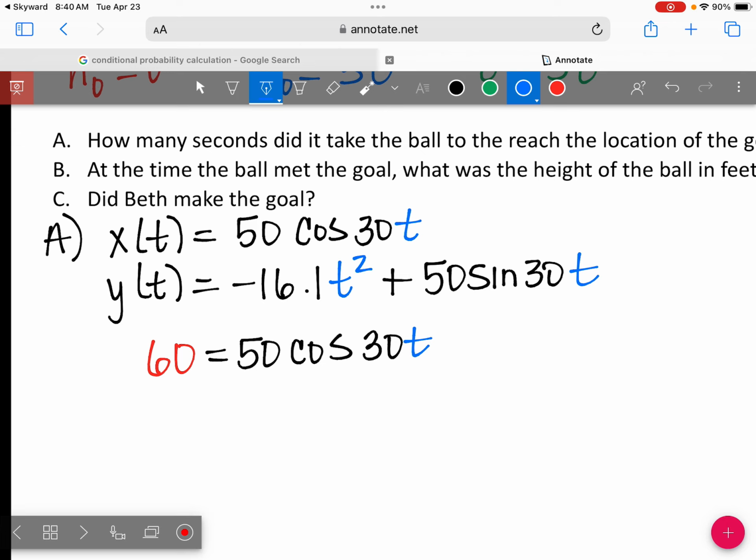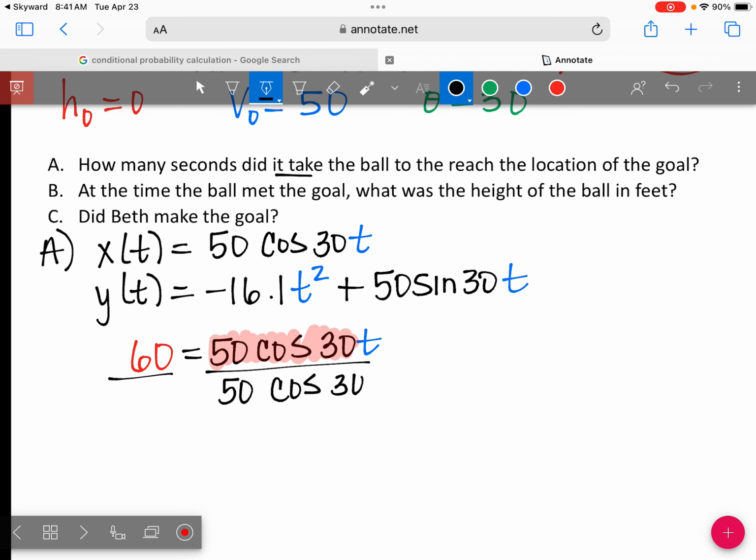And now I'm going to divide both sides, because this is a number. We got to keep in mind, this is a number. So I'm simply dividing 60 by 50 cosine 30. Because that says, how many seconds will it take for it to reach the goal? So I'm trying to figure out how many seconds. And because I know the horizontal distance of the goal is 60, that's why I'm using the x parameter.